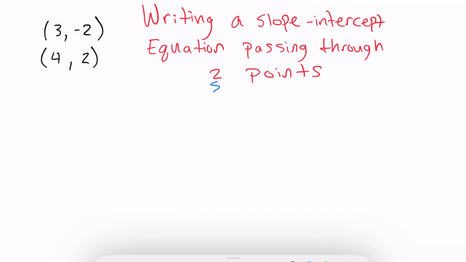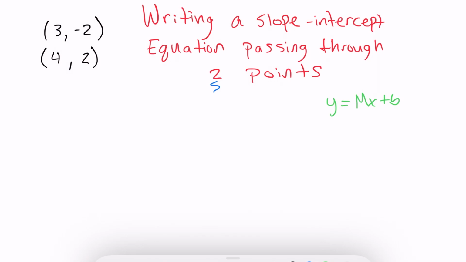Hello and welcome. Today we will be discussing how to write a slope-intercept equation passing through 2 points. Now, what we're talking about here is we are given 2 points and we want to write an equation in the form of y equals mx plus b that passes through these 2 given points.